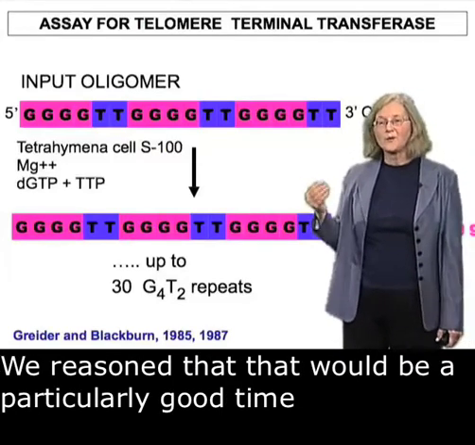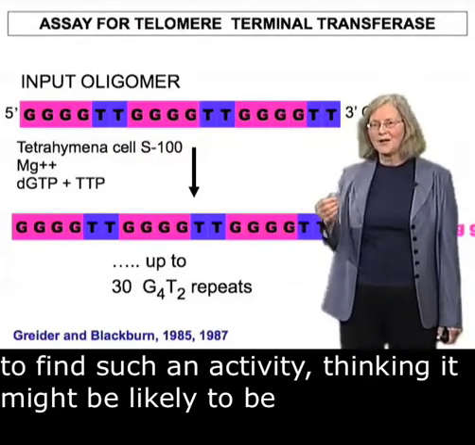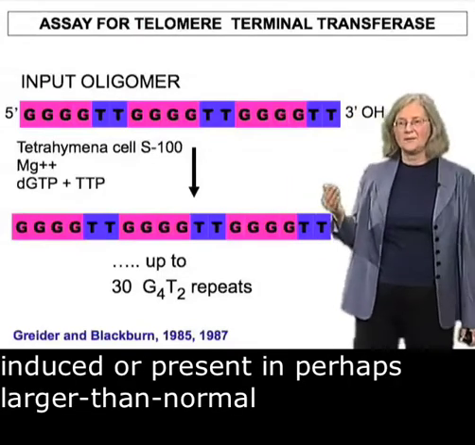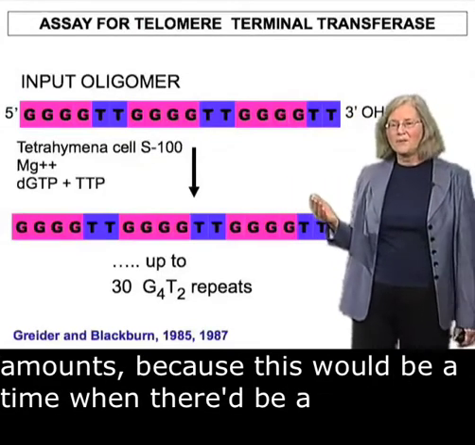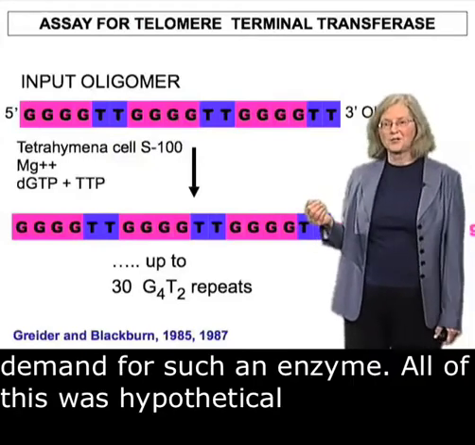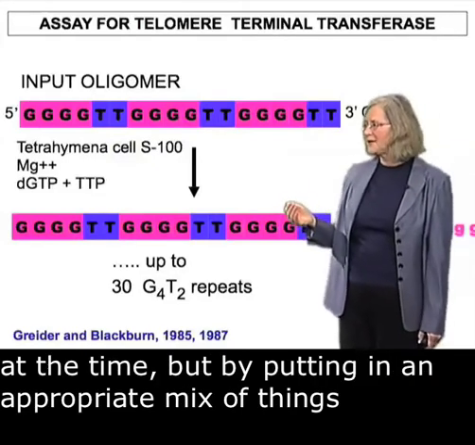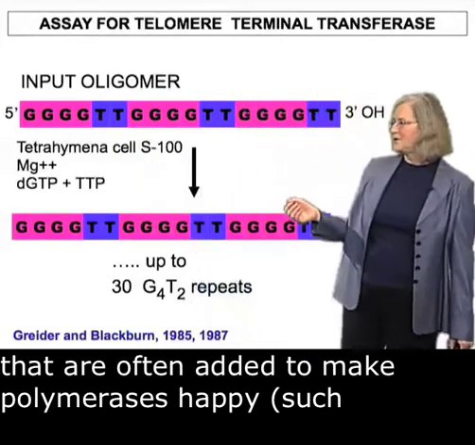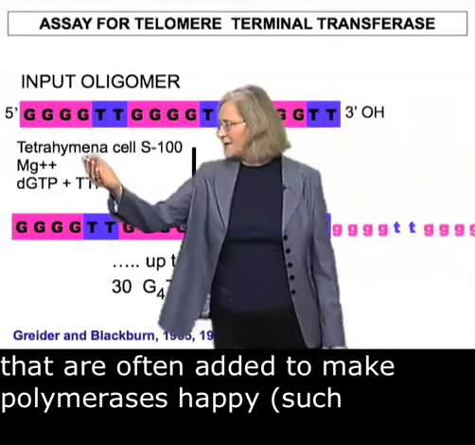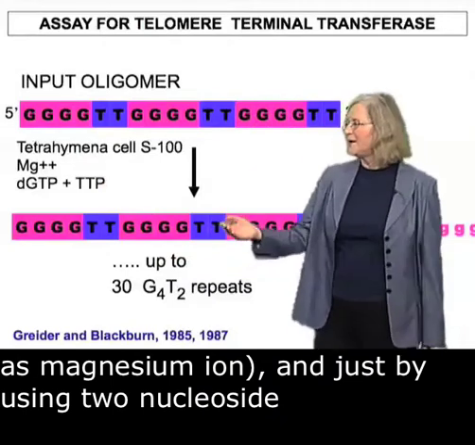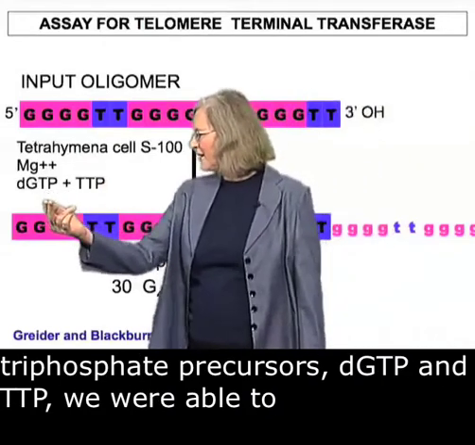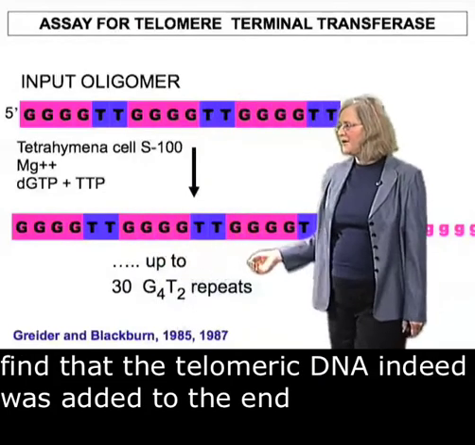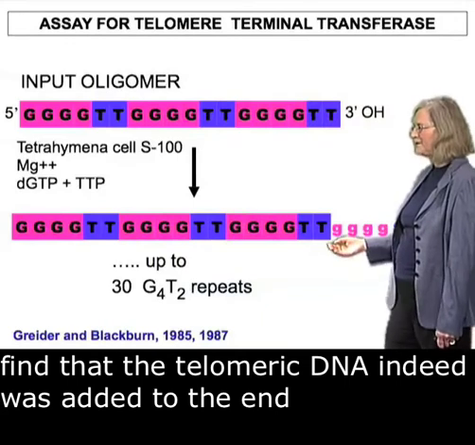We reasoned that that would be a particularly good time to find such an activity, thinking it might be likely to be induced or present in perhaps larger than normal amounts, because this would be a time when there'd be a demand for such an enzyme. All of this was hypothetical at the time, but by putting in an appropriate mix of things that are often added to make polymerases happy, such as magnesium ion, and just by using 2 nucleoside triphosphate precursors, dGTP and TTP, we were able to find that the telomeric DNA indeed was added to the end of such an oligonucleotide.